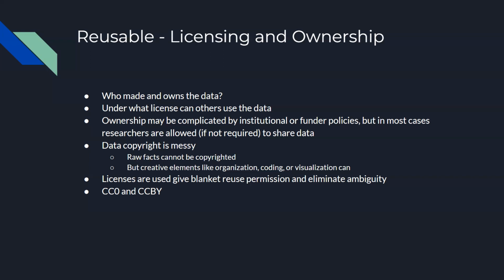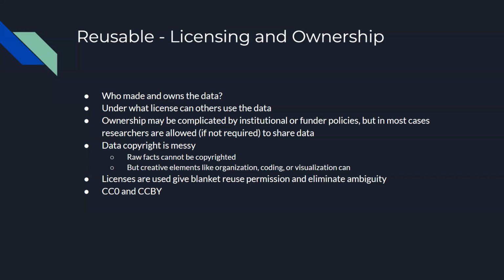Essentially, because data copyright is messy and because parts of it are copyrighted and parts of it aren't, licenses are generally used to give blanket reuse permission and to eliminate that kind of ambiguity. The two most common types of licenses you'll see applied to data are CC0 and CC BY licenses. If you're not familiar, CC0 is a way of dedicating something to the public domain. If a data set is given a CC0 license, that means it's a public domain work. There is no copyright applied to it anymore, and anyone can use it for any purpose as they see fit.